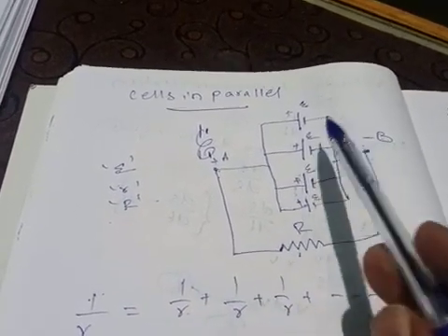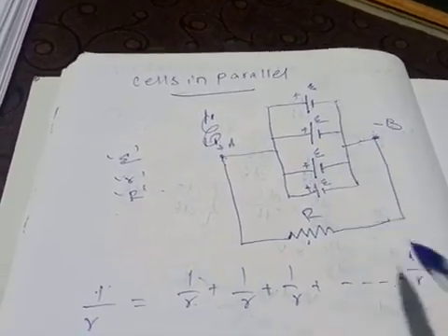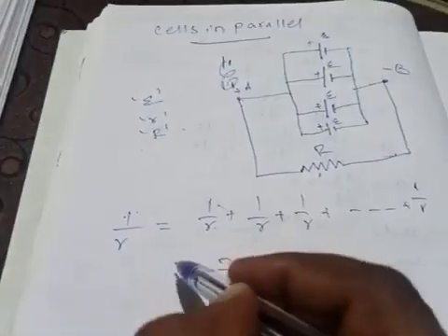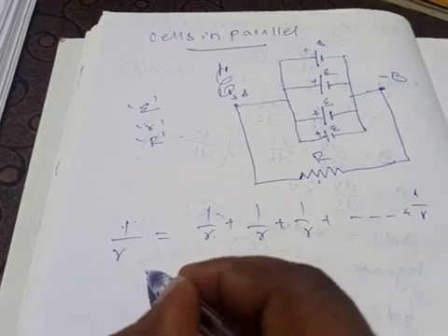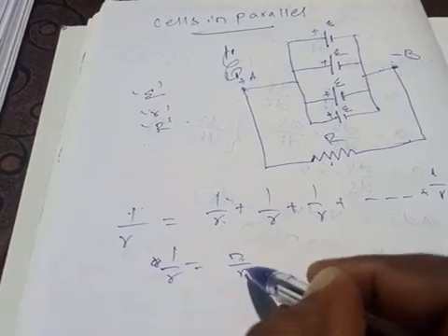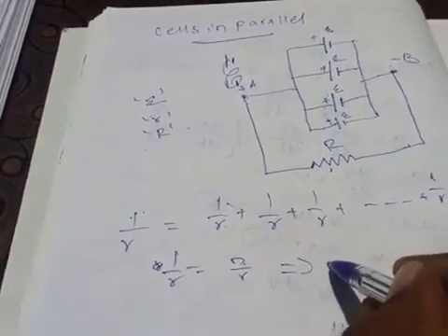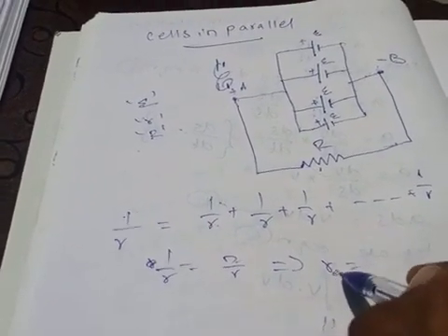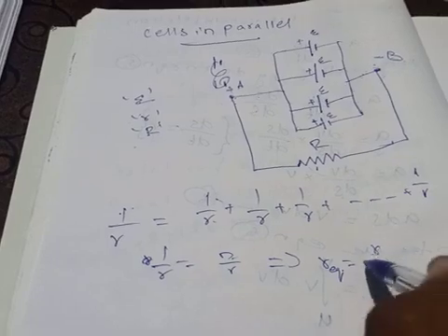So 1 by R, 1 by R, 1 by R, like that for N cells is N by R. So the equivalent resistance: 1 by R equivalent is equal to N by R. Take the reciprocal, and the equivalent resistance is equal to R by N.